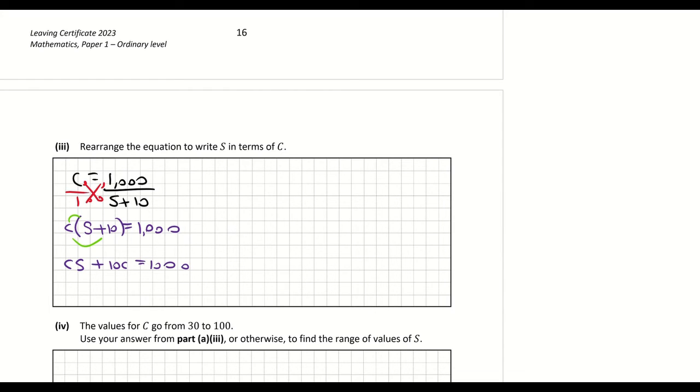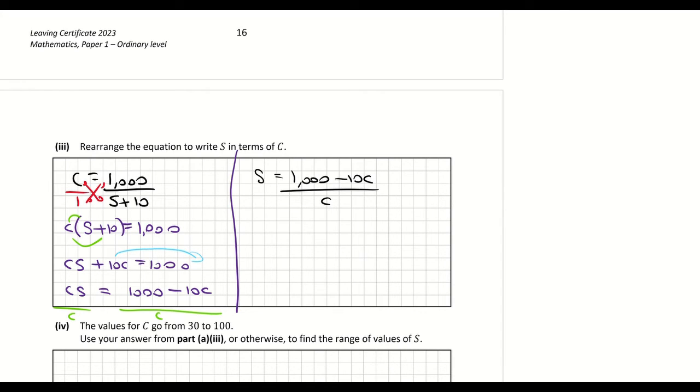Again, the answer here, I want S is equal to everything else. So CS is equal to 1000, move over that 10C, or take 10C from both sides. And my final step here will be divide across by C. So if I divide both sides by C here, I'm going to get S is equal to 1000 minus 10C, all over C. And that's my answer. Rearrange the equation to write S in terms of C.